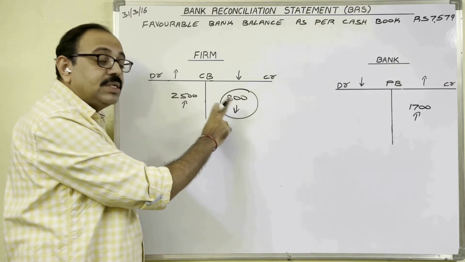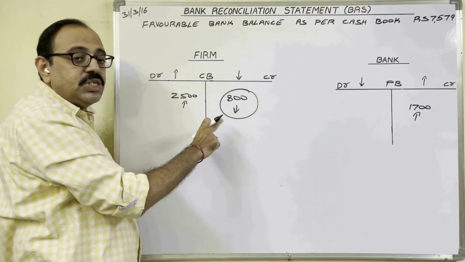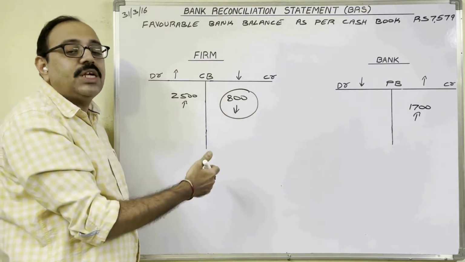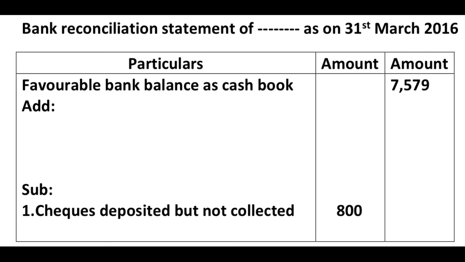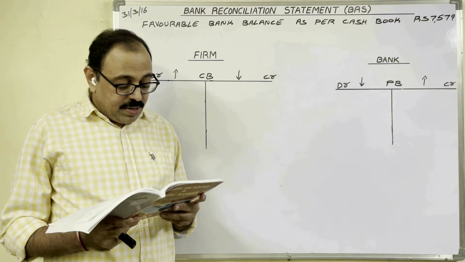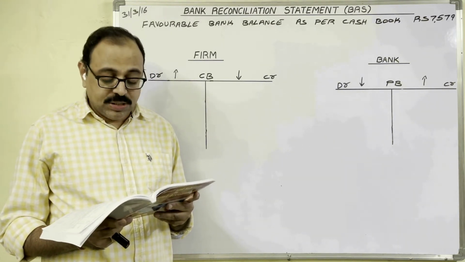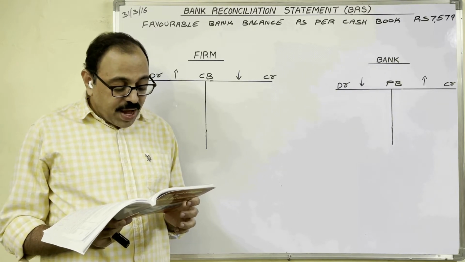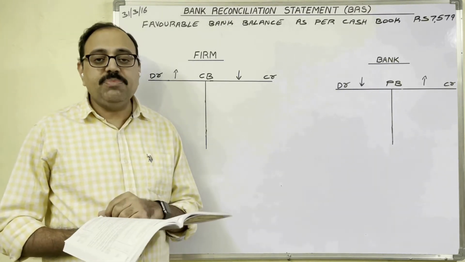Decrease means minus. So to that amount, for some reasons we have to add, for some reasons we have to subtract. This 800 is a reason we have to subtract. Under subtraction, first point: checks are deposited but not collected. In the inner column, 800 rupees. Second reason for disagreement: checks totaling 4000 were issued during the month of March, out of which checks of the value of 900 were debited in the passbook after 31st March.